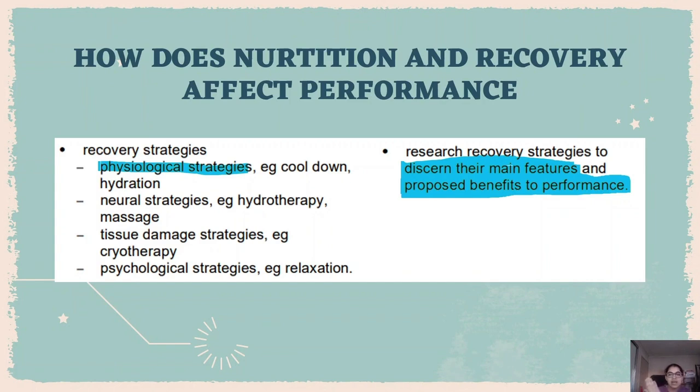In this case, I would probably do 4 body paragraphs. I would talk about each one in its separate body paragraph: physiological, then neural, then tissue damage, then psychological strategy. And with each one, your goal is to link it back to the benefit to performance. That's what you have to do.